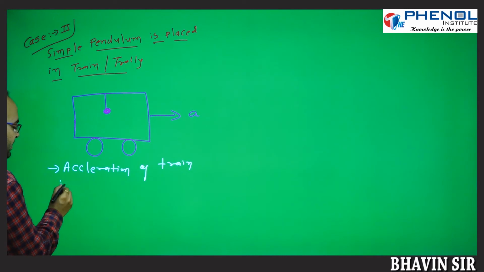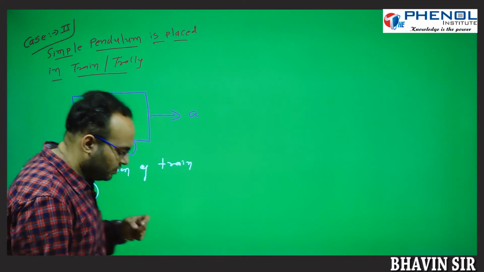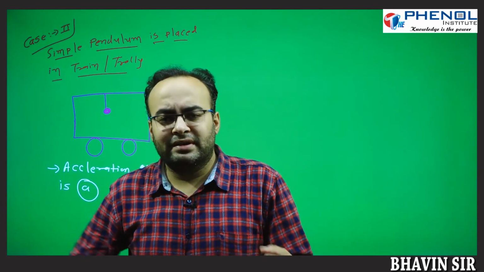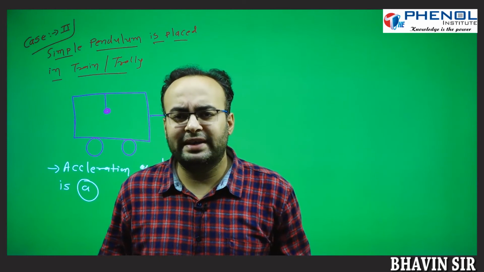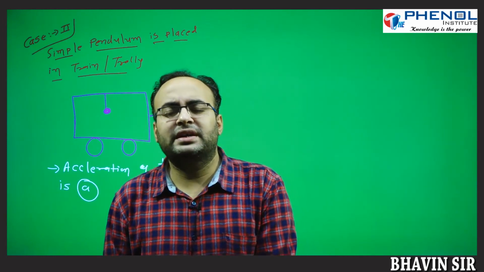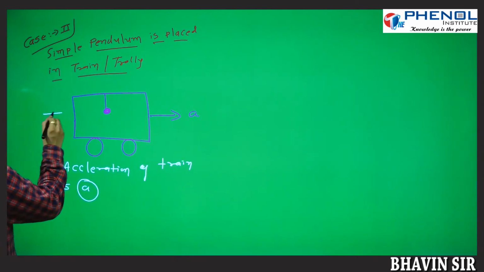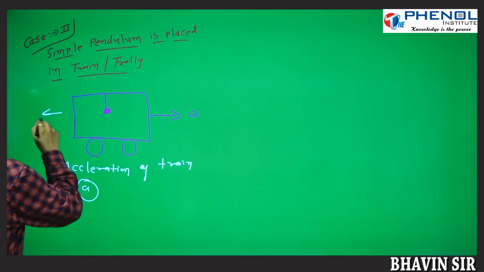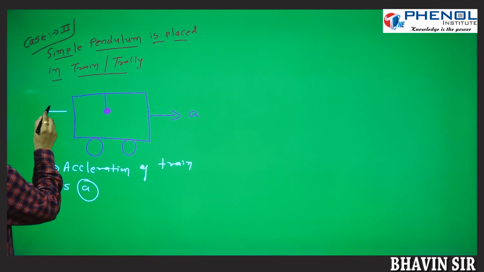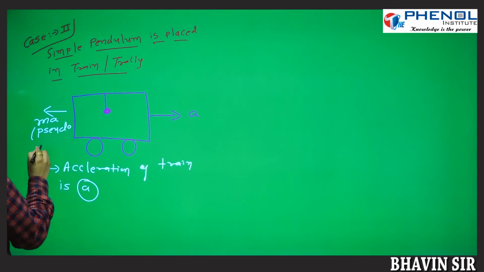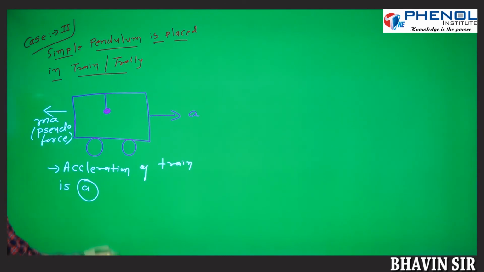Acceleration of train is what? See students, the train is in accelerated motion, so a pseudo force is acting on the simple pendulum in the opposite direction. In that opposite direction, pseudo force is acting on the simple pendulum.